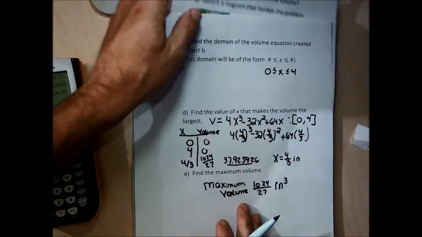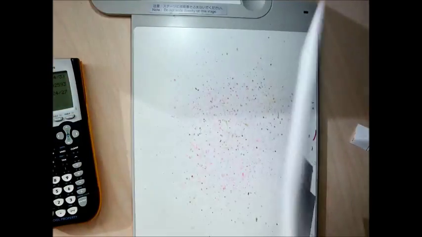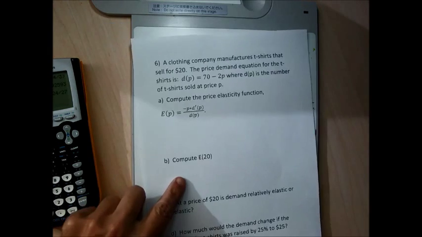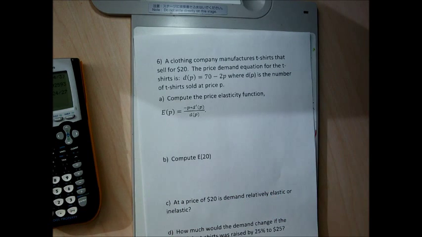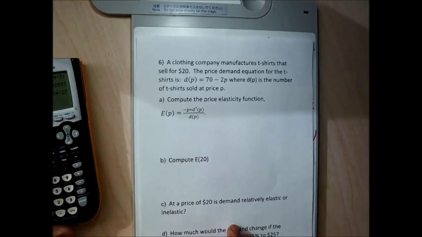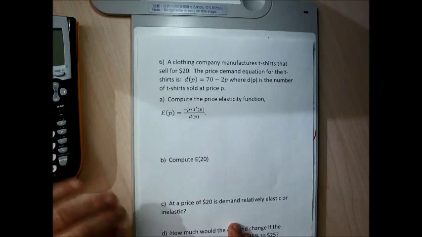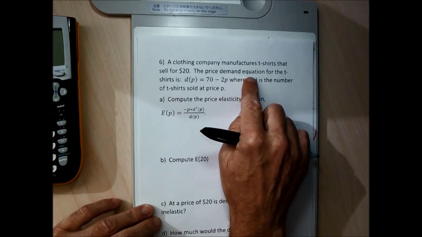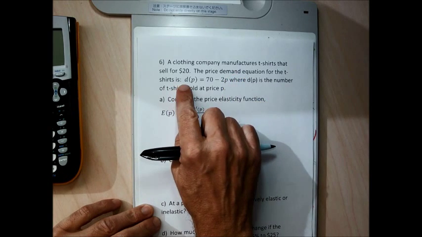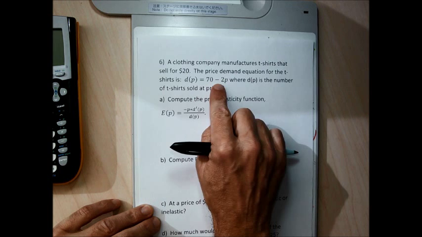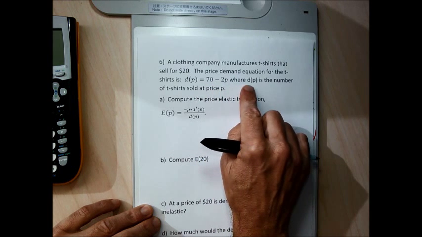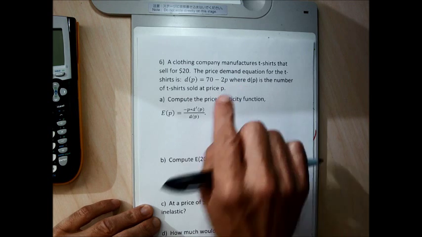Let's move on and do problem 6, which is a price elasticity function. For problem 6, I'm asked to make a price elasticity function for this clothing company. So this clothing company manufactures t-shirts. They sell the t-shirts for 20 bucks. The price demand equation for the t-shirts is given by D of p equals 70 minus 2p, where D of p is the number of t-shirts sold at price p.